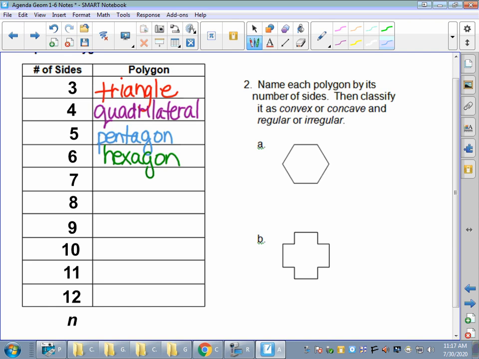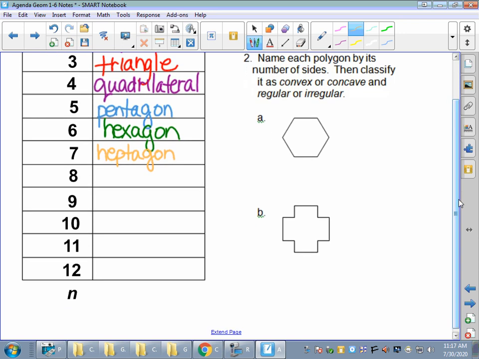A 7-sided figure, people often don't know a 7-sided figure. It's a weird one. Similar to 6, it's a heptagon, H-E-P-T-agon. Notice most of these end with gon. It's intentional.